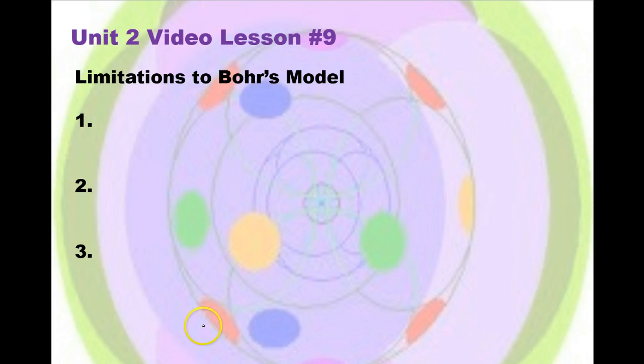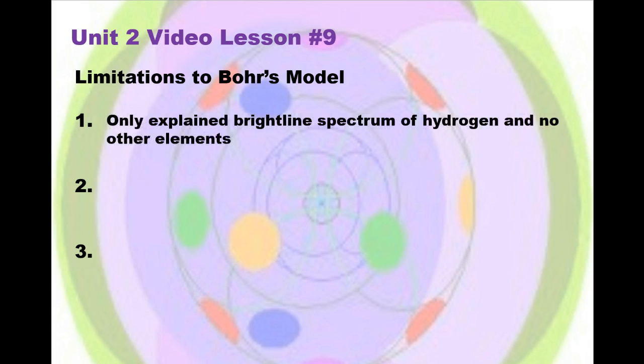We talked before that with every discovery, with every new model of the atom, there were limitations or more questions that came about. And so the limitations to Bohr's model, we see that there are 3 of them. The first one was that it only explained the bright line spectrum of a hydrogen atom and no other element. It was only good for that one atom with one electron.